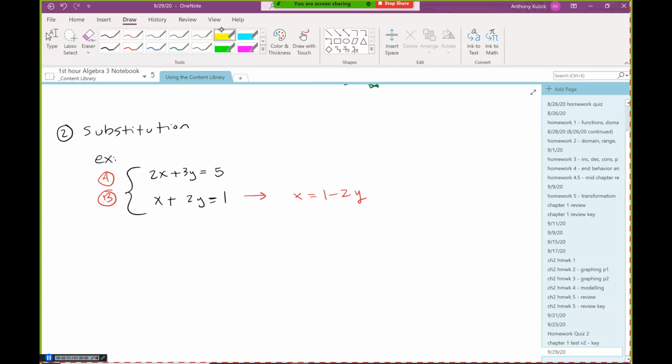Okay. Now that I know that x is equal to 1 minus 2y, I can use that to substitute it for the x into the other equation. So where I had my x in equation A, I'm going to replace that with 1 minus 2y. Is everybody okay there?